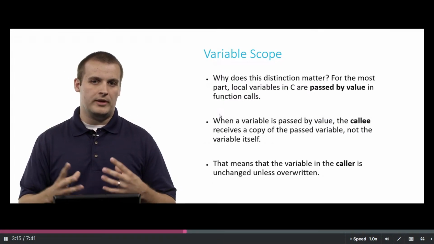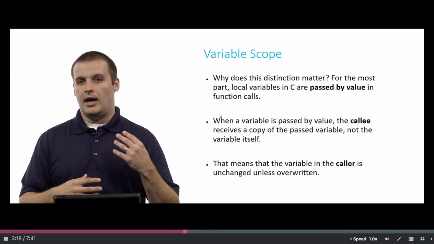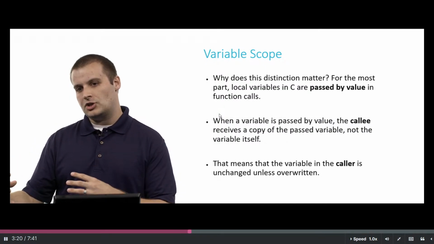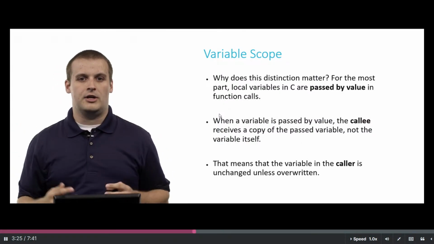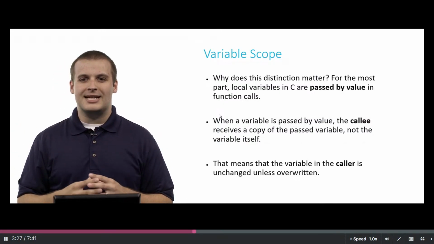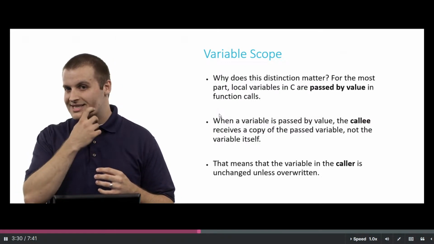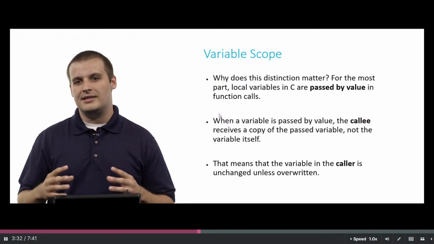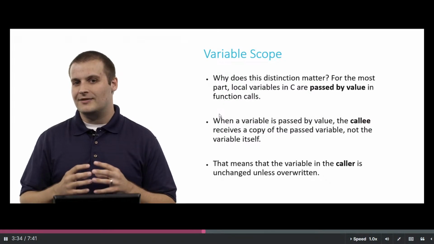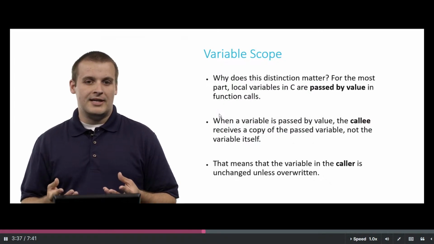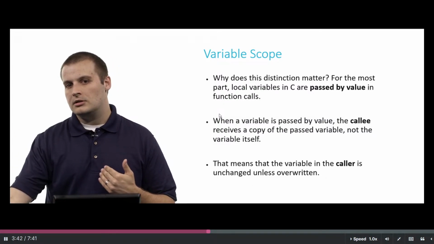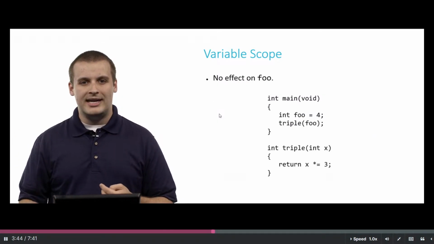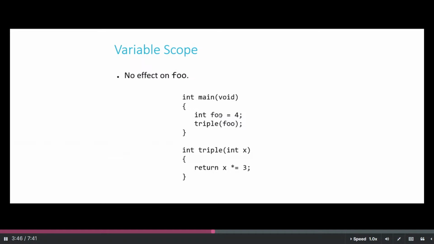We just saw a second ago that with global variables, if we manipulate the global variable in one function, the effect in that one function carries through to every other function. But with local variables, that's not true. Each function, when it receives variables as input, receives copies of those variables, not the variables themselves. So what is the side effect of that? That means that the variable in the caller, the function that is making the function call, is unchanged unless you overwrite it. For example, in this code, foo is not changed at all.